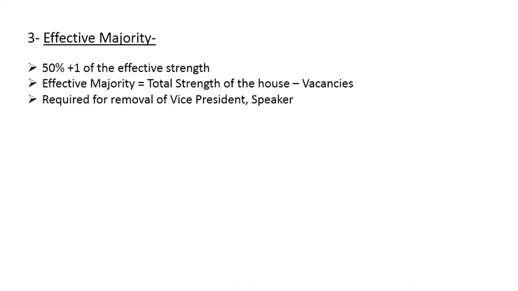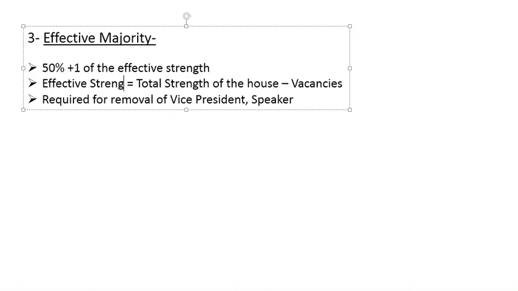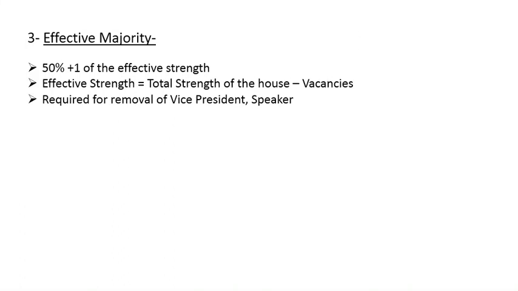Then we have effective majority. It is 50% plus 1 of the effective strength. Like in simple majority we had 50% plus 1 of members present and members voting, here we have 50% plus 1 of effective strength. Effective majority is basically total strength of the house minus vacancies. So it is basically effective strength. It is generally required for the removal of vice president and speaker.